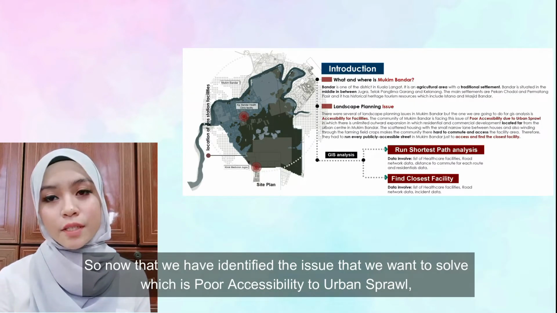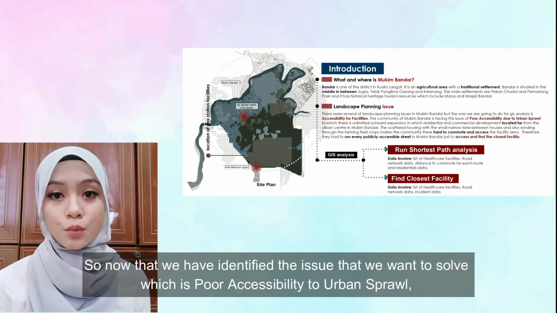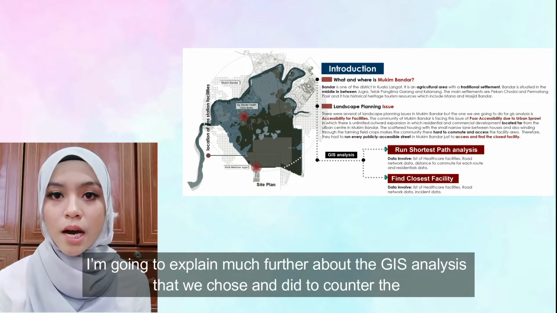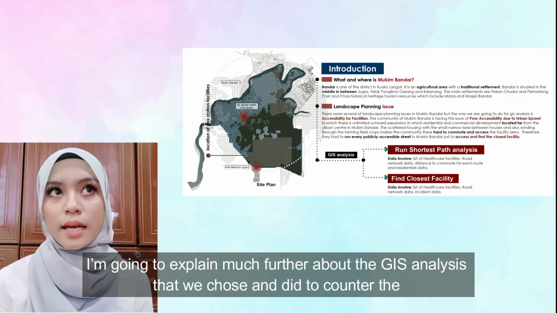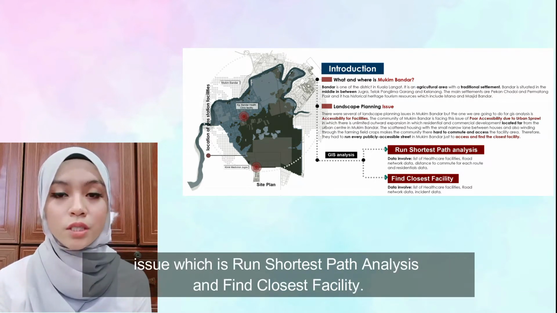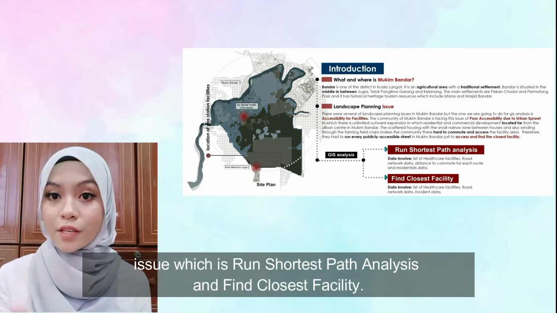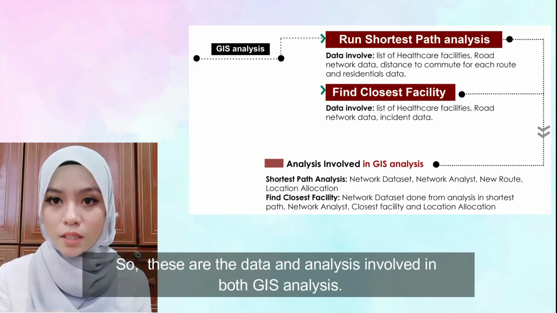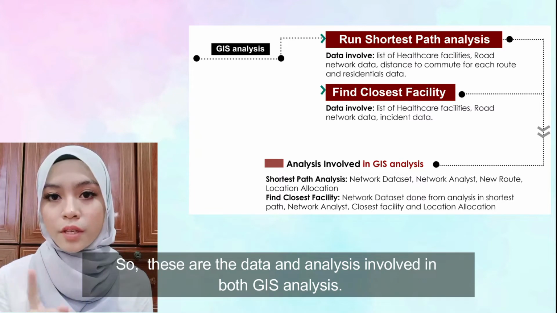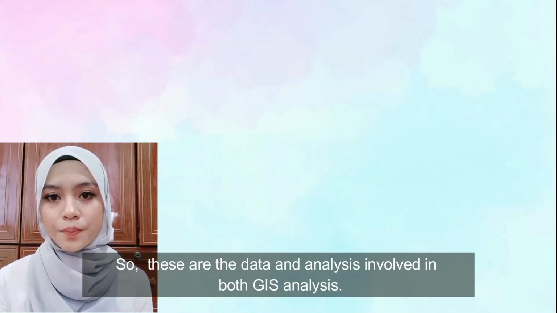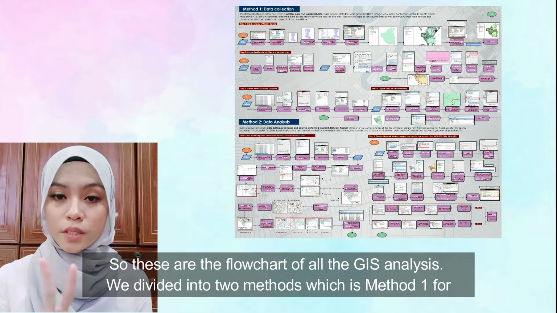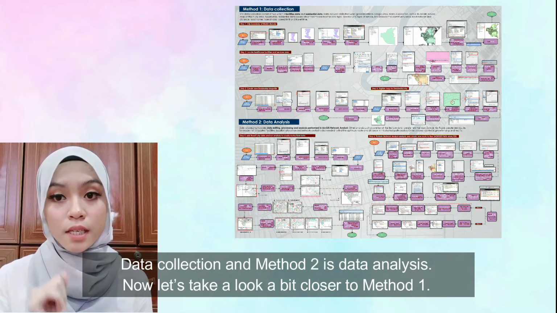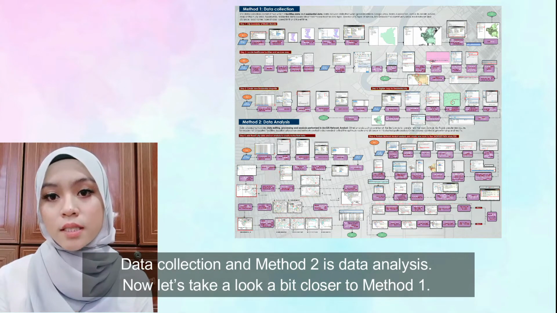So now that we have identified the issue that we want to solve, which is the poor accessibility caused by urban sprawl, I am going to explain much further about the GIS analysis that we chose and did to counter the issue, which is run shortest path analysis and find closest facility. So these are the data and analysis involved in both GIS analyses. And this is the flowchart of all the GIS analysis. We divided it into two methods: the first method is data collection and method 2 is data analysis.